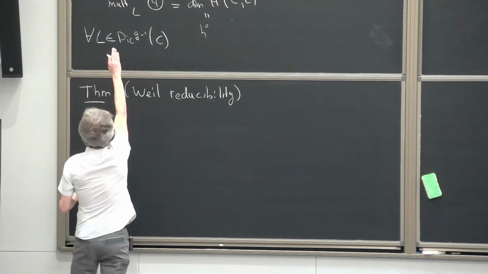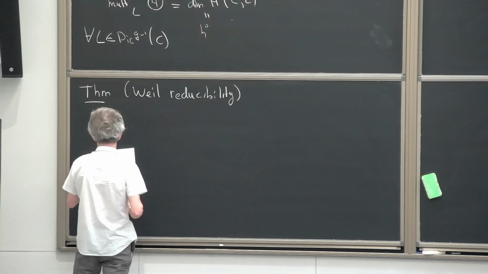So I have a curve C, I have the Jacobian, which I'm thinking of as Pic^{g-1}.